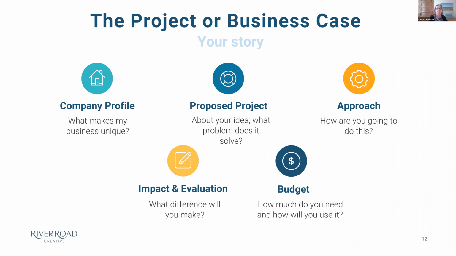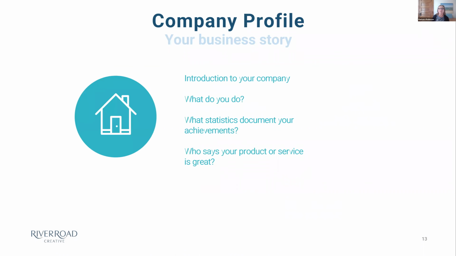So your company profile, what makes your business unique, the project, the approach, impact and evaluation is huge. What difference is this going to make? Budget, how much money do you need and how will you use it? And how can we trust you? It's about trust as well. So the company profile, and again, these categories are very general, but typical at the same time. So not necessarily every grant application is going to have this.